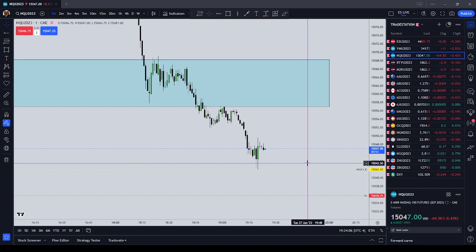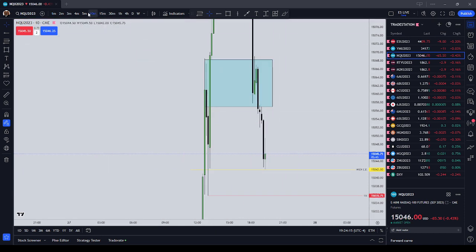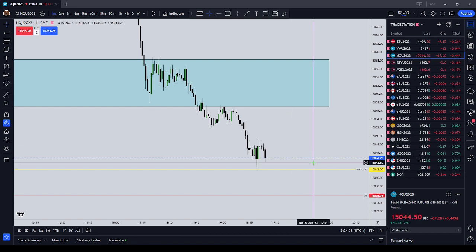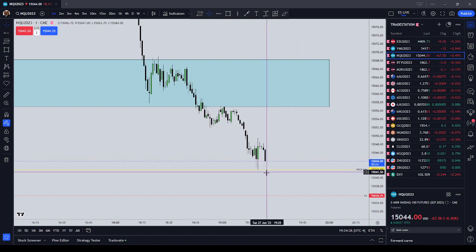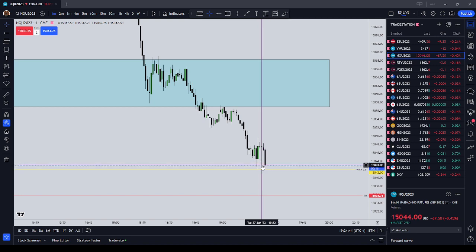50% here would be 043.50. And I'd like to see potentially for a long idea, another long idea. Let's go to our 3-minute chart. 50% of the wick that we just made comes in about 043.75. Okay, let's see if we get a reaction here. See if we punch through to a new low or if we get a reaction off 50% of this wick. We do get a little bit of a reaction. See where we close.